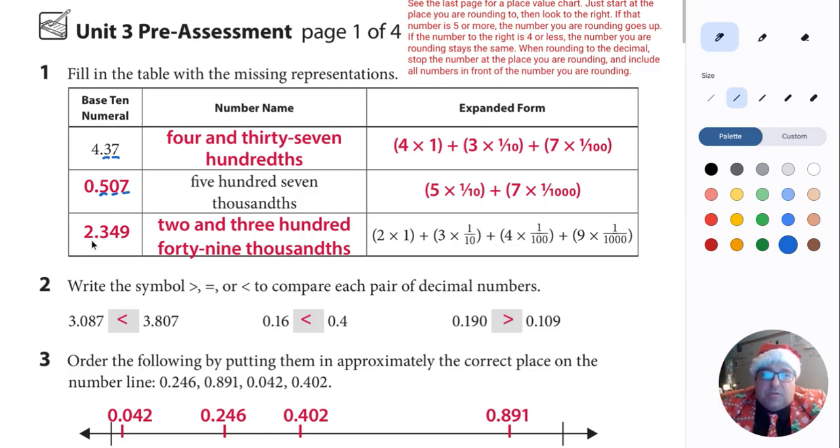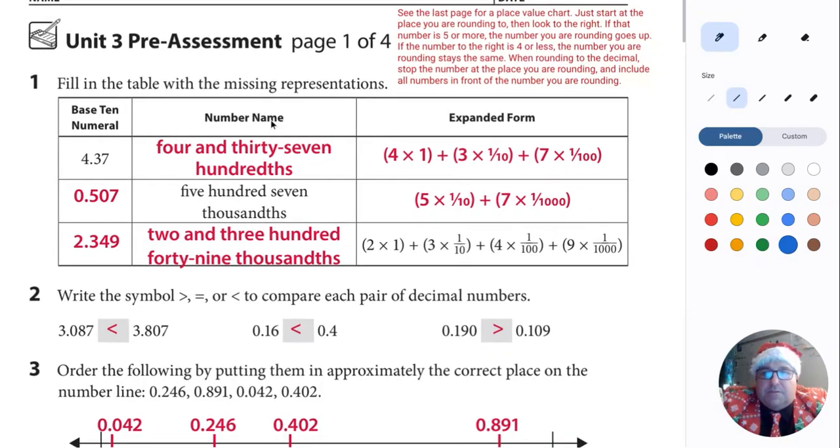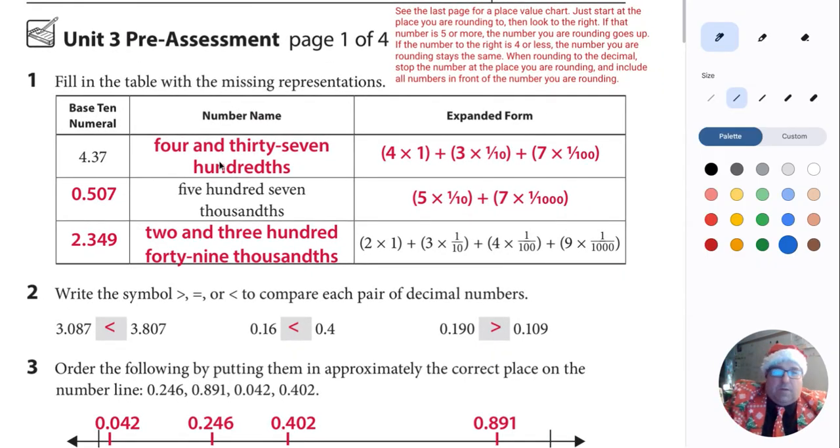And then this last one is 2 and 349 thousandths. We have a whole number of 2, and then tenths, hundredths, thousandths. Again, each one of those numbers represents something specific with our place value chart. Now we also write the number name. Again, whatever words you say, those are the words you write. Just remember, "and" is where the decimal goes, and that's about it.